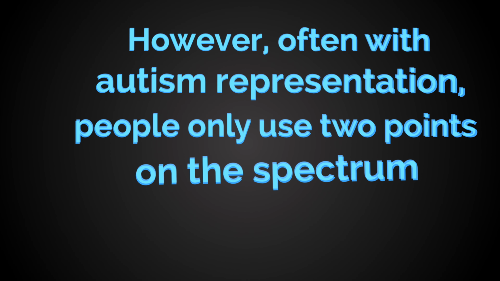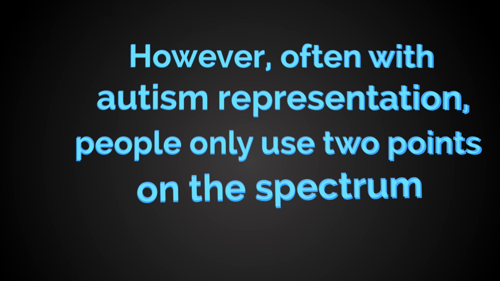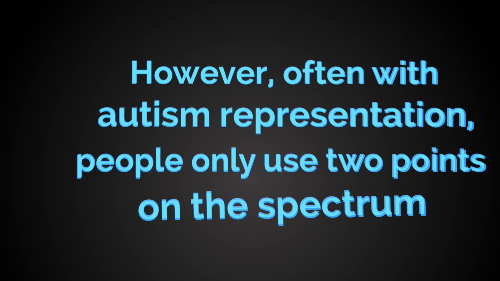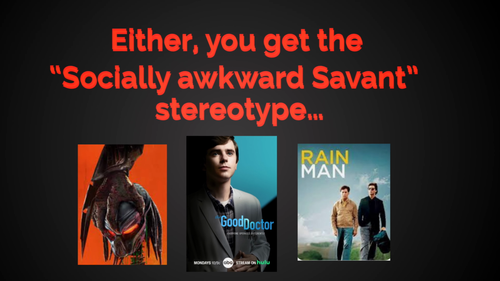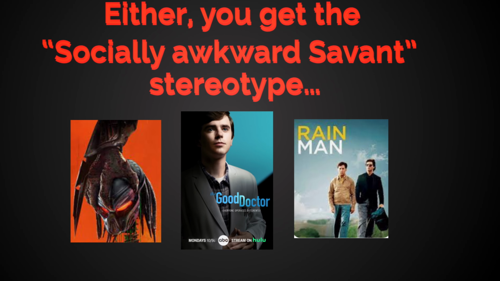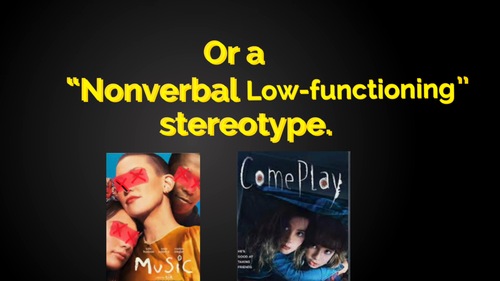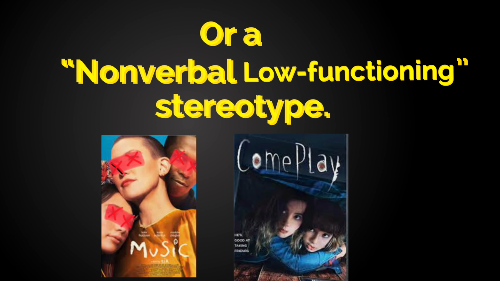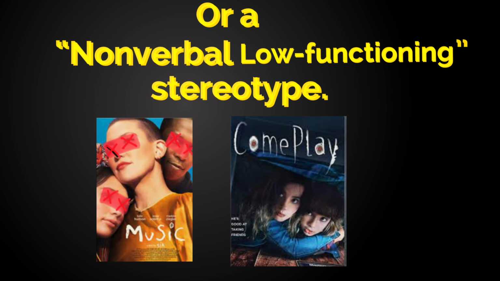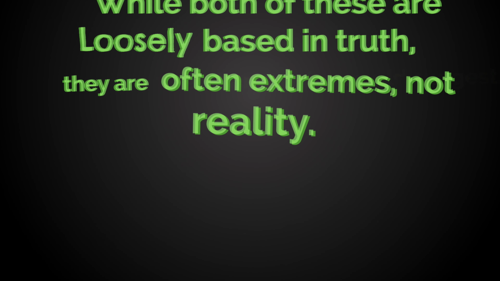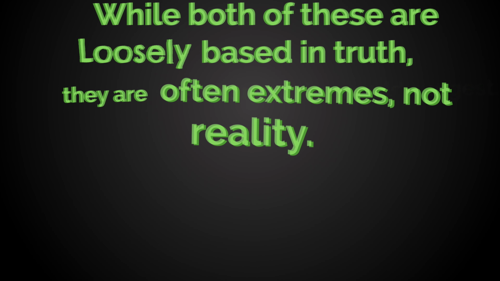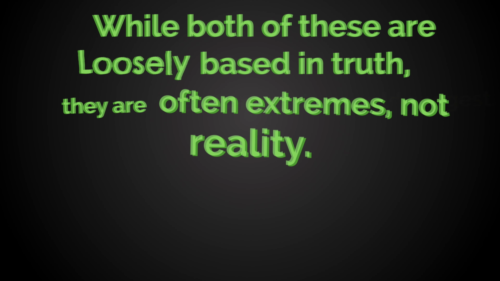However, often with autism representation, people only use 2 points on the spectrum. Either you get the socially awkward savant stereotype, or the nonverbal "low-functioning" stereotype. Note the quotation marks. While both of these are loosely based in truth, they are often extremes, not the reality.